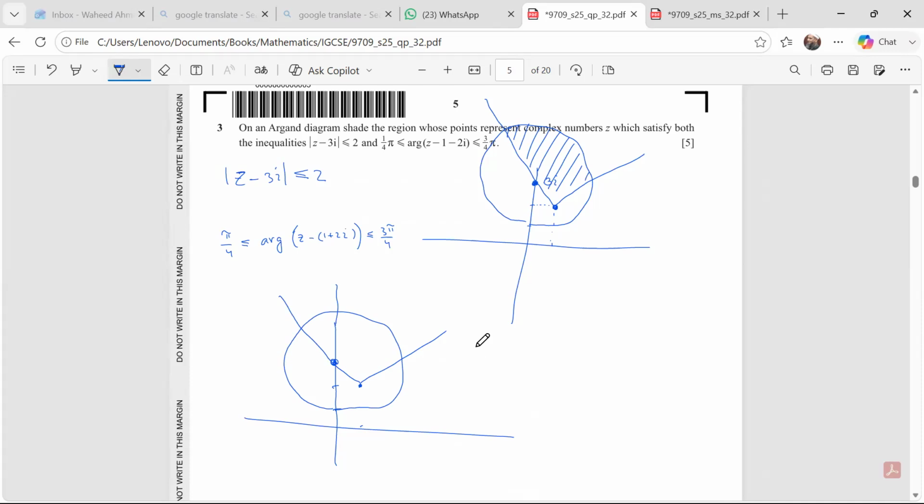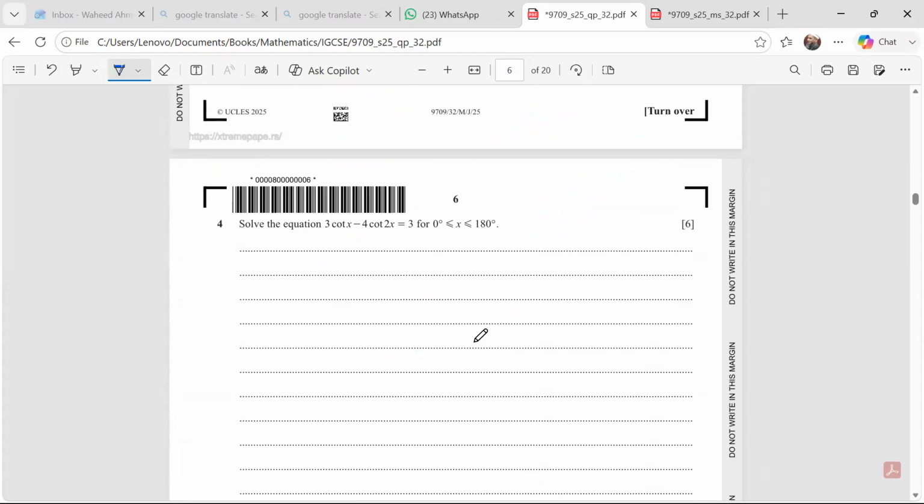And the intersection of these two diagrams are these, sorry, it includes this as well, yes. All these points. Okay, I hope it's clear. My apology for not good drawings.